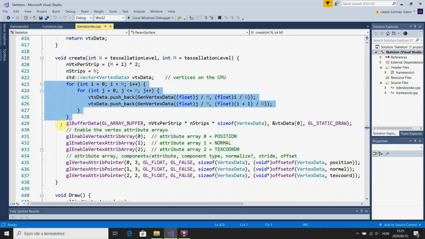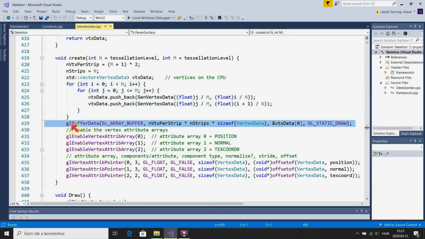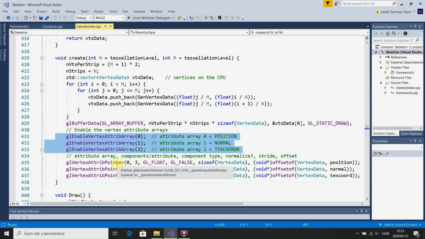So this data is copied to the GPU with the glBufferData function. We specify that in input register number 0 of the vertex shader, position information will be copied. In input register number 1, normal vector information will be copied, and in input register number 2, the texture coordinates will be copied. For a particular point, we will copy 3 floats to input register number 0, with the offset that is derived from the offset of the data member position in the vertex data structure.